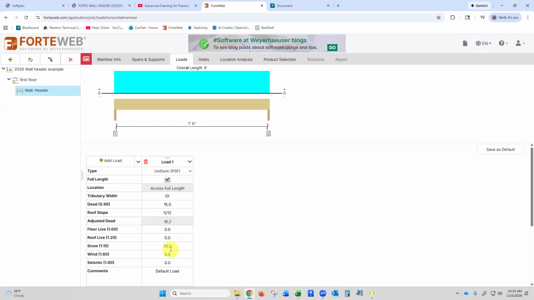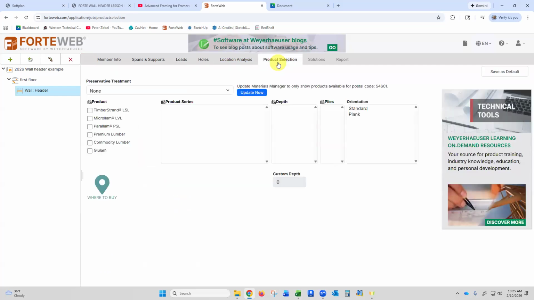So we've got this at 30. We got rid of the floor load. We've got our roof load adjusted and we've got our dead load set to 15. And we absolutely have our tributary width set to 13 feet. Okay, so now we can skip the holes. We can skip the location analysis. We're going to go to product selection.